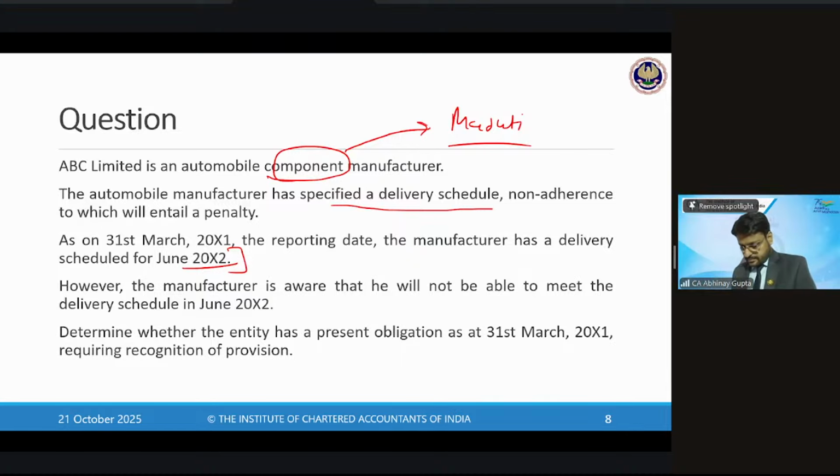No, provision cannot be made. Why? Suppose I am giving the amount of penalty as 50,000. Now, why can a provision not be made? What's the reason?